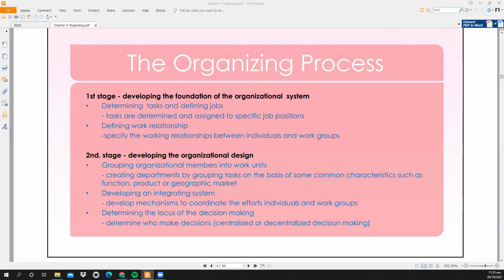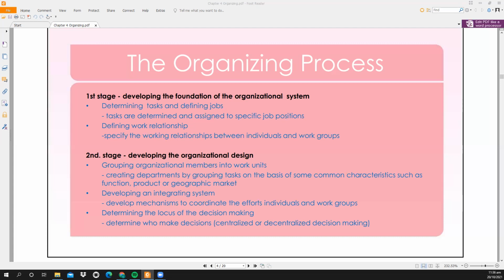Second stage, developing the organizational design, grouping organizational members into work units. Creating departments by grouping tasks on the basis of some characteristics such as function, product, or geographic market. It depends on the structure and background of an organization or business what their organizational chart will be. Again, the common characteristics are function, product, and geographic market.